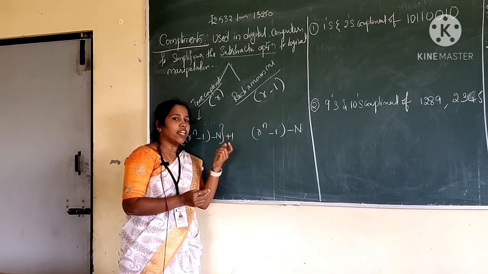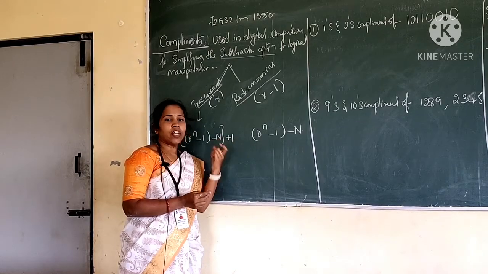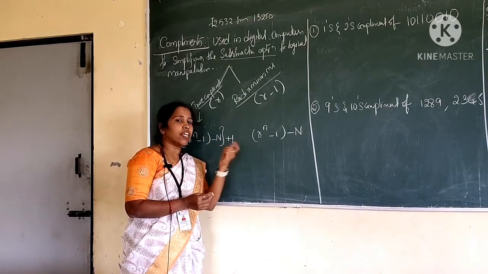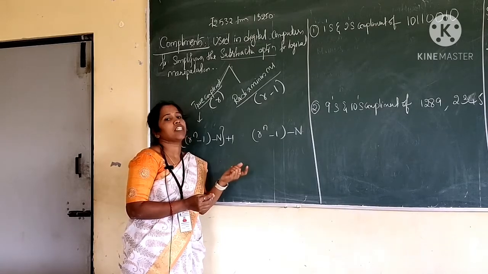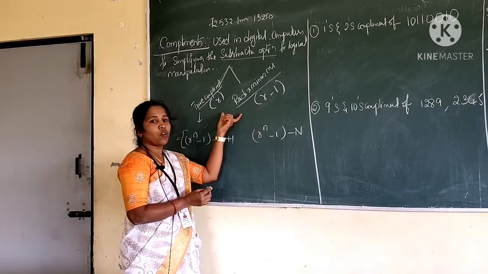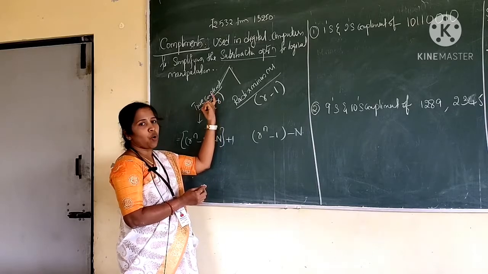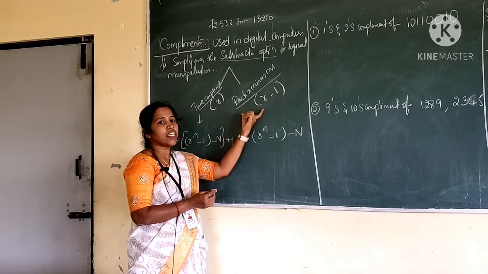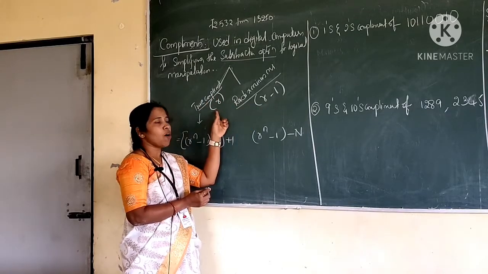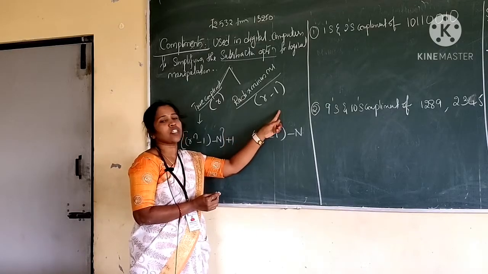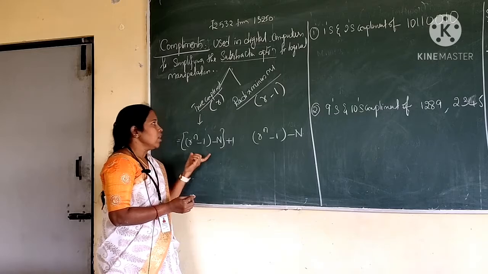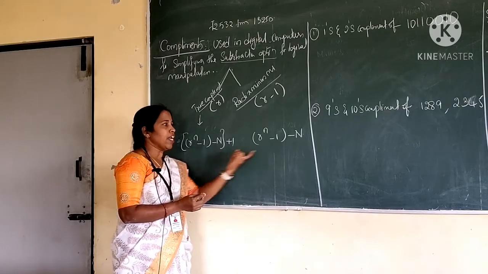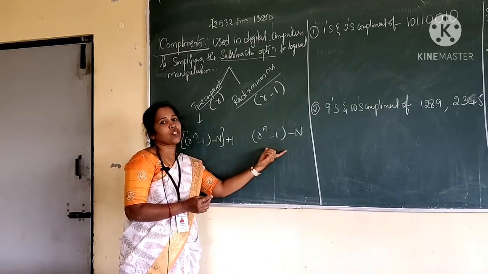If you are taking binary, the R value will be 2. If you are taking octal, the R value will be 8. If decimal, the R value will be 10, and if hexadecimal, the R value will be 16. So you have two complements: the true complement and the radix minus 1 complement, that is R's complement and R minus 1's complement. Here I have given the equations for both.